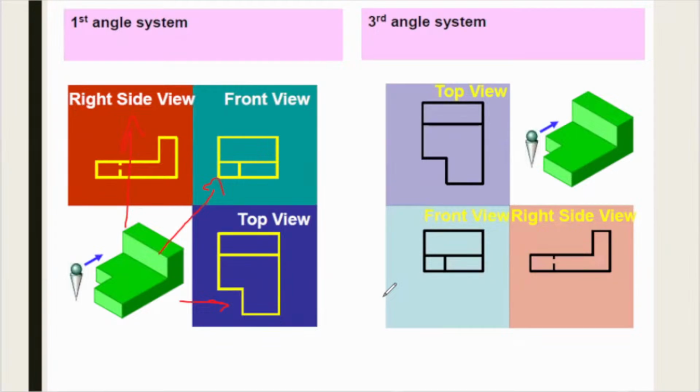If you look at the third angle system, we place our object in here and then again, diagonally we draw the front view. To the top we draw the right side view. To the side we draw top view.